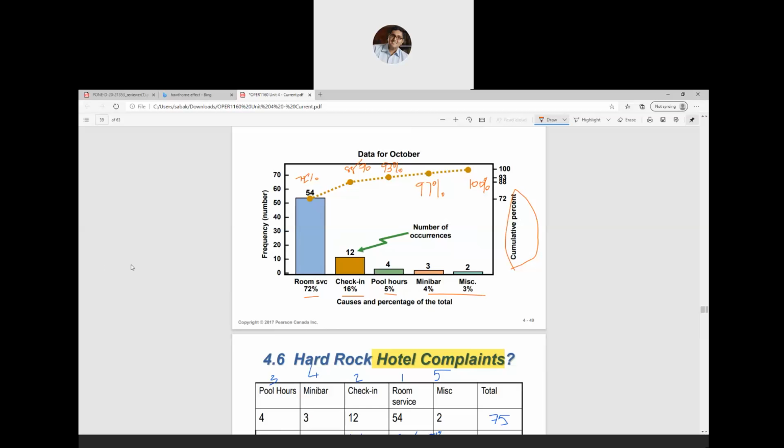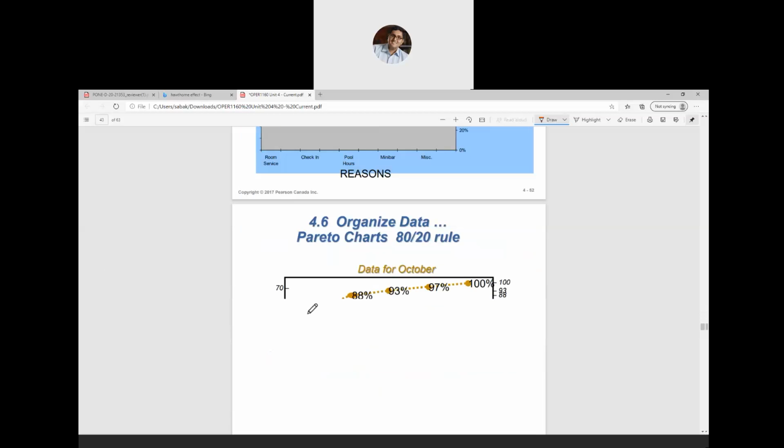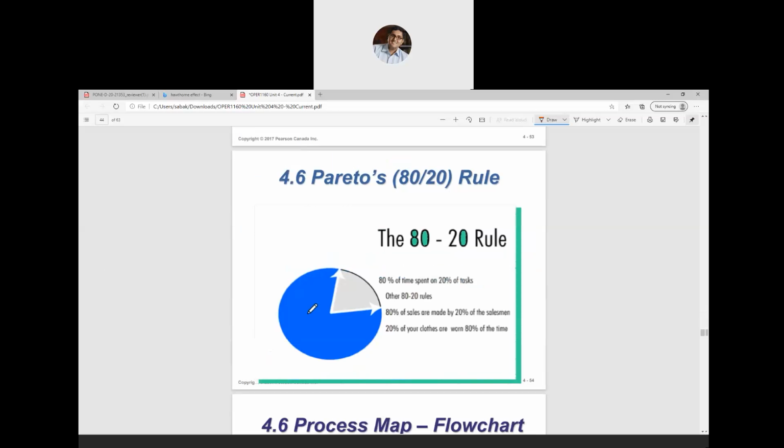In the exam, you will be allowed to draw it on a sheet of paper, and you can take a photo of that and upload it for the examination. Now, this is how this particular graph is arrived at.